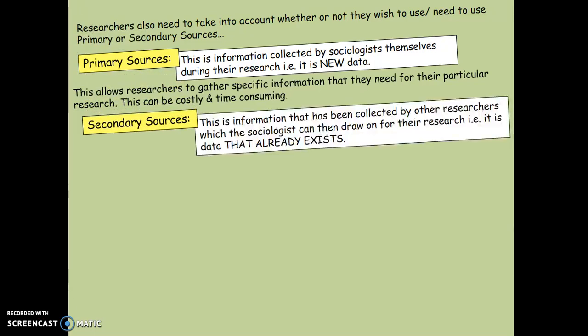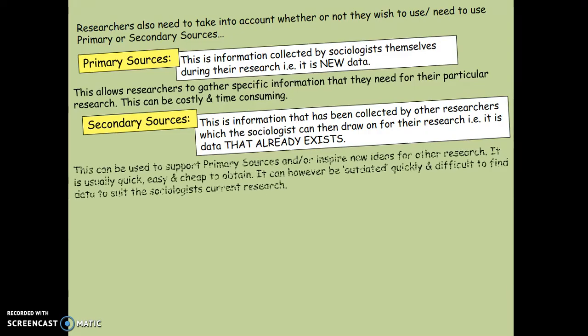Secondary sources is information that has been collected already by other researchers, which the sociologist can then draw on for their research, i.e. it is data that already exists. This can be used to support primary sources or inspire new ideas for other research. It's usually quick, easy, and cheap to obtain. It can, however, be outdated quickly. It's difficult to find data to suit the sociologist's current research.